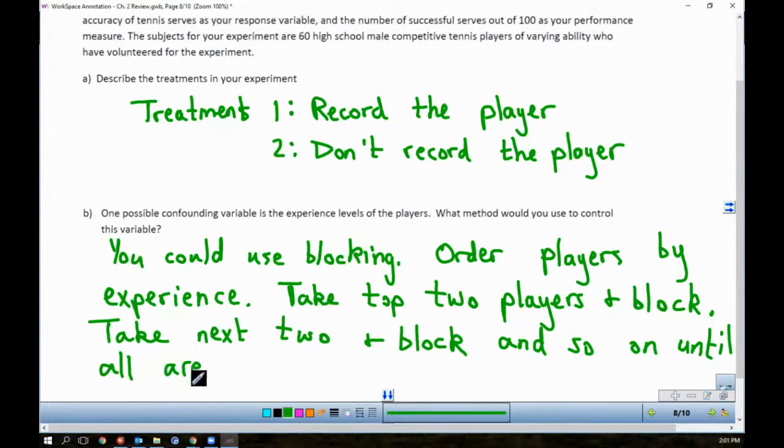Like you're saying, get those first two and put them separate, or put them both in the same block? Put them in the same block. So we're going to order the players by experience. And then go through and the first two, the two with the most experience, they'll be a block. Then we'll go to players 3 and 4 by experience. We'll group them together. And 5 and 6, group them together. 7 and 8 until all of them are blocked.